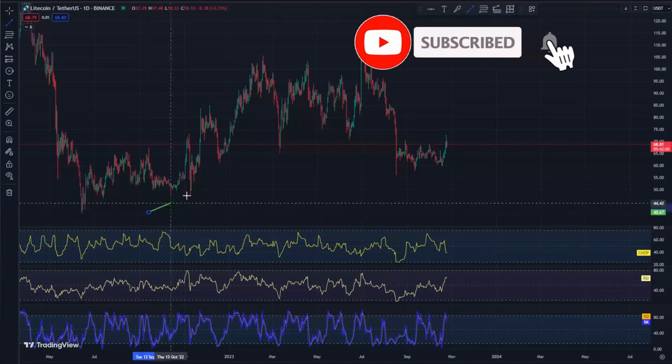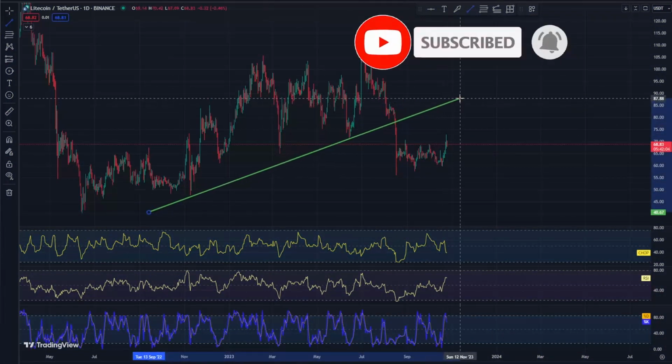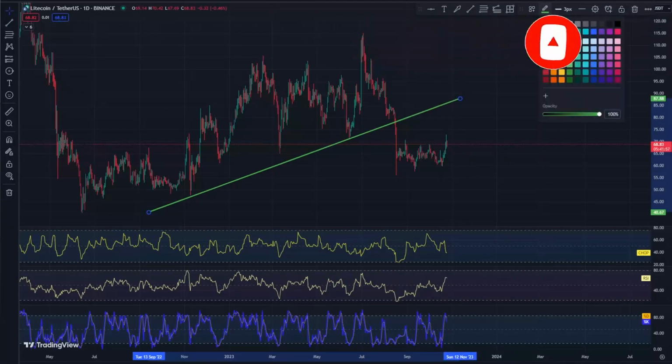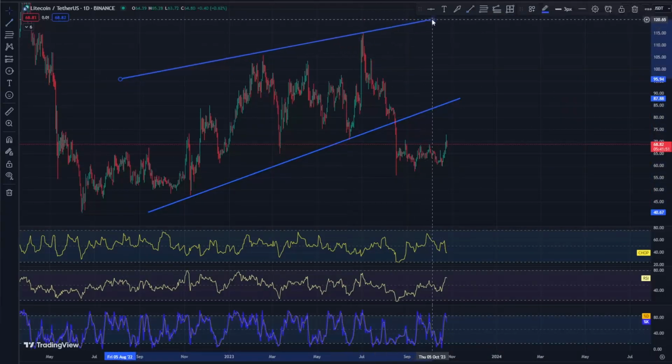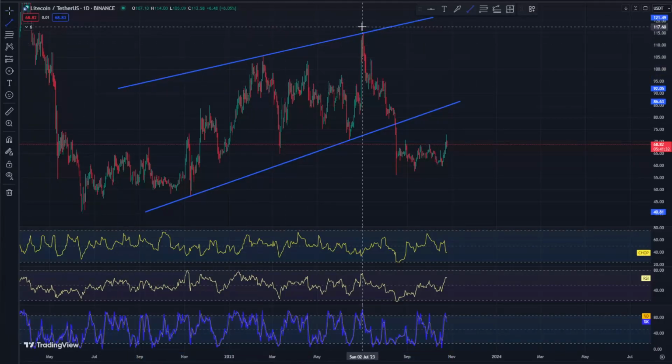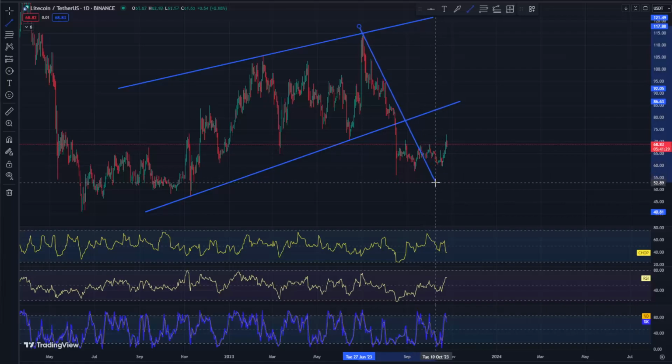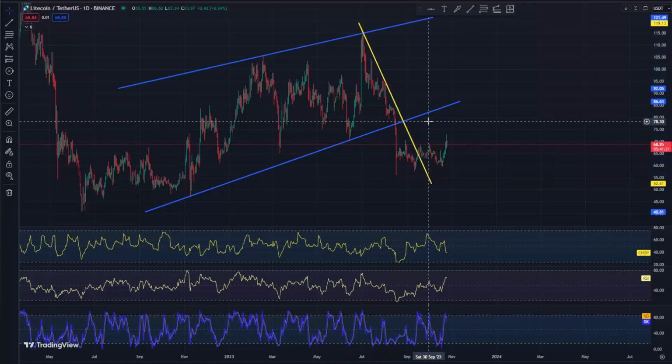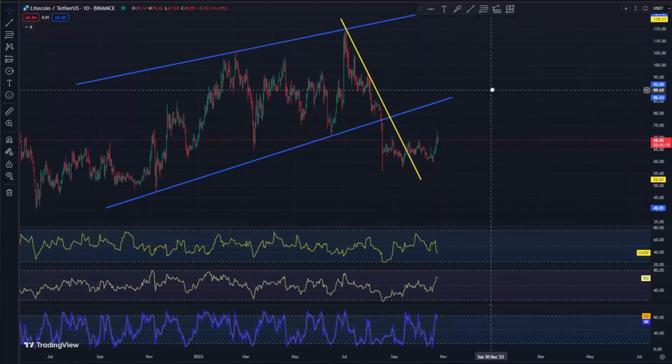Moving on, we will check the LTC chart. Starting with the blue lines marking the upward trend channel from which the price broke down. But locally you can see a sideways exit from the yellow downward trend line.